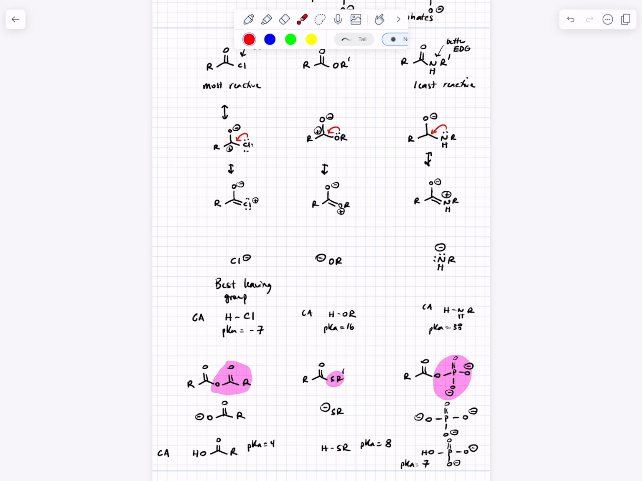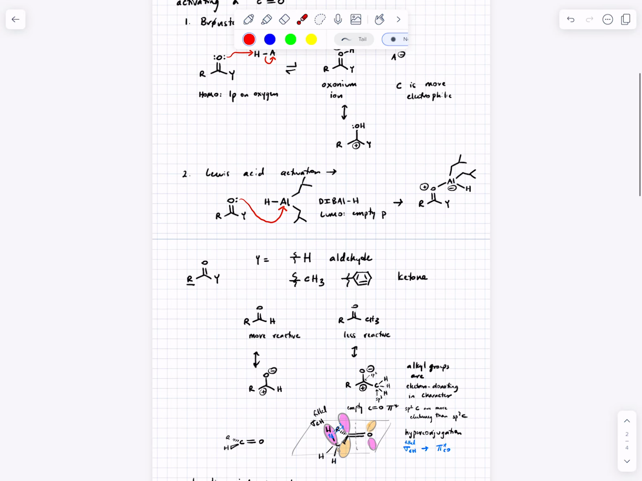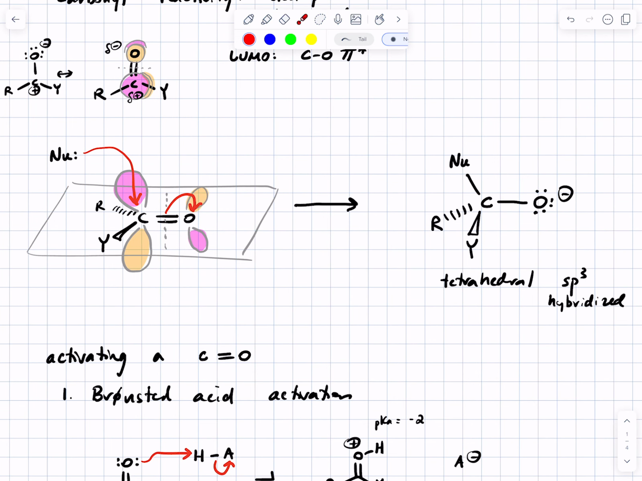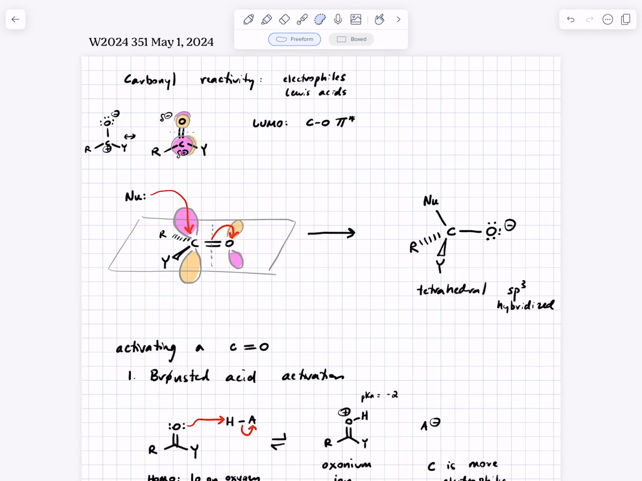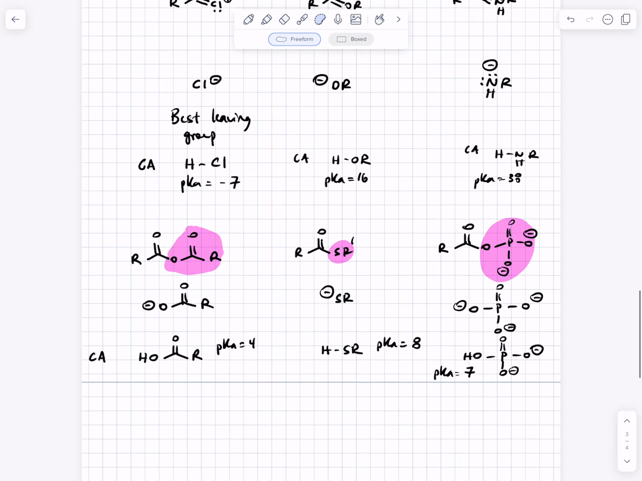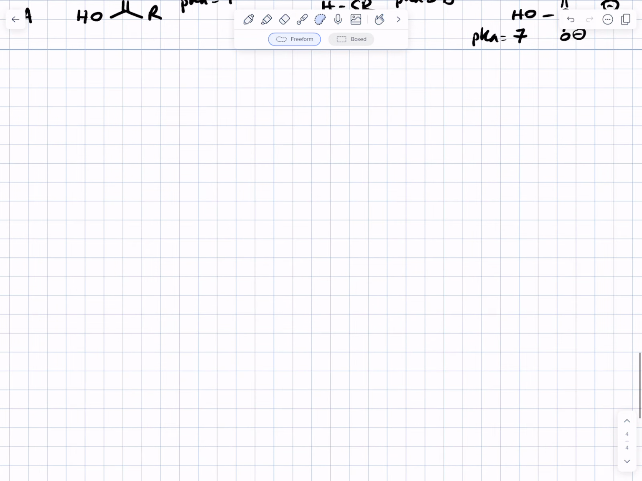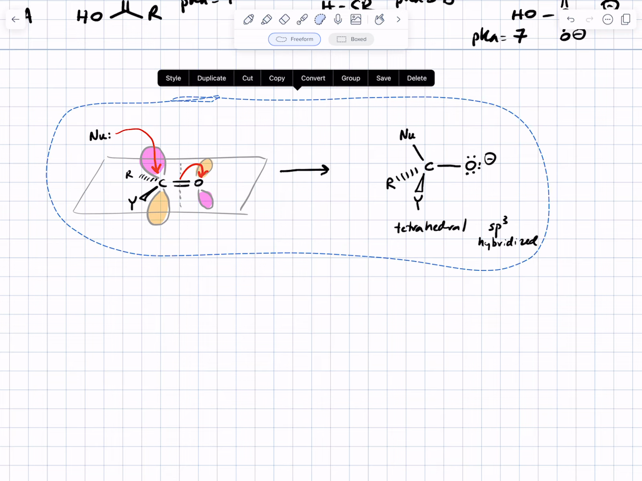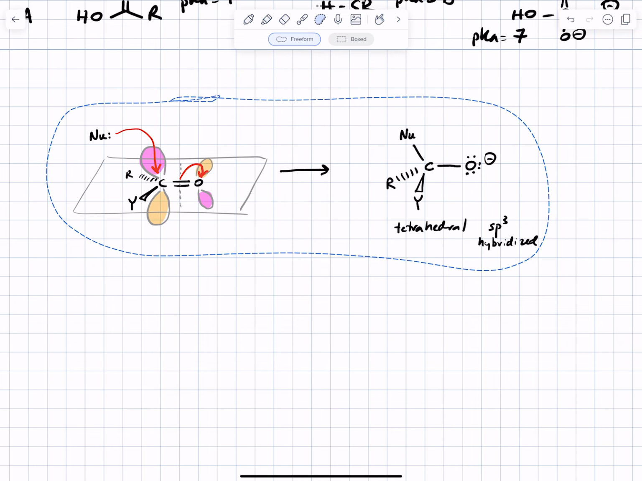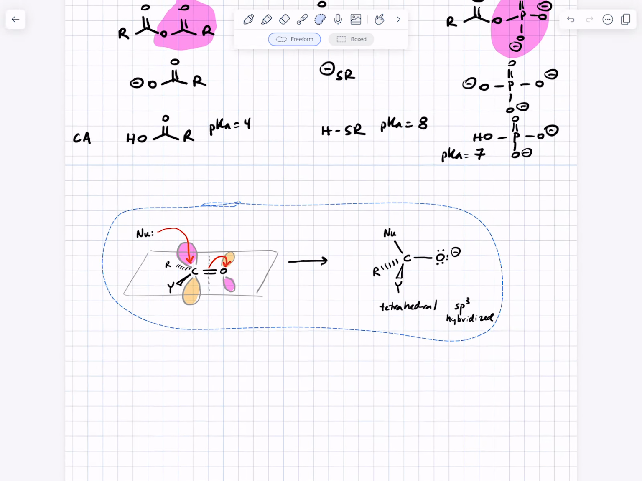Okay. We need to get to some chemistry. I want to show you now what can happen to this molecule here after the nucleophile attacks, this so-called tetrahedral molecule. What can happen next? All right, let's scroll down. And the answer is, it depends on whether the Y group is a good leaving group or not. So let's look at the list of Y groups that we have.